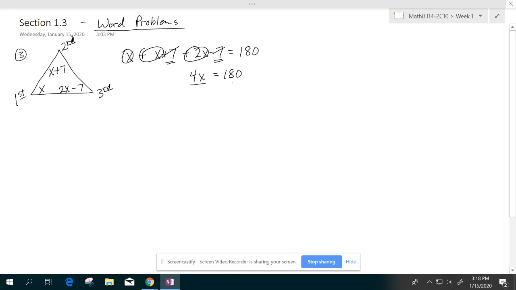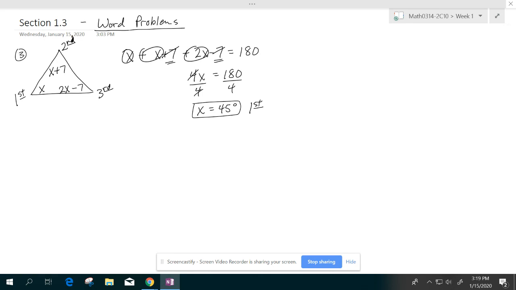And then divide both sides by? Anybody know what 180 divided by 4 is? And now you need to identify what angle that is. Is that the first, second, or third angle? That is the first. Not because we found it first, but because x is labeled the first.